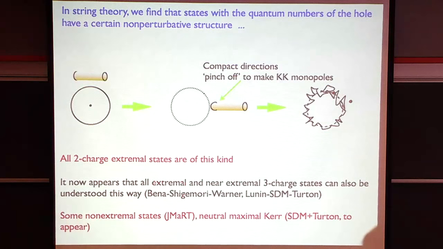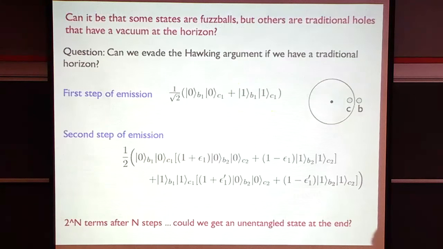Okay, so one day, I don't know when that day is, the same might work for three-charge extremal and extremal things. Some non-extremal ones are made, JMaRT. From then, the Hawking radiation was computed and found to be correct. I still have to show you exactly what correct means. I'm just trying to make a certain family of neutral maximal Kerr states. We have a construction, but the paper is not out yet. So all kinds of states can be made, but this is a slow game. And right now, we just assume it can work.